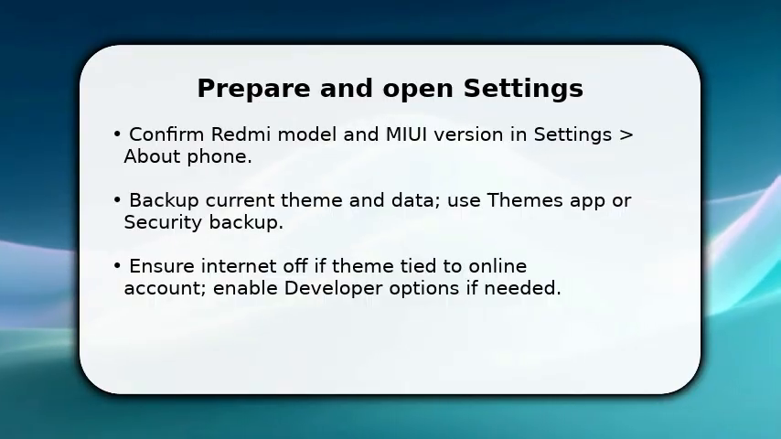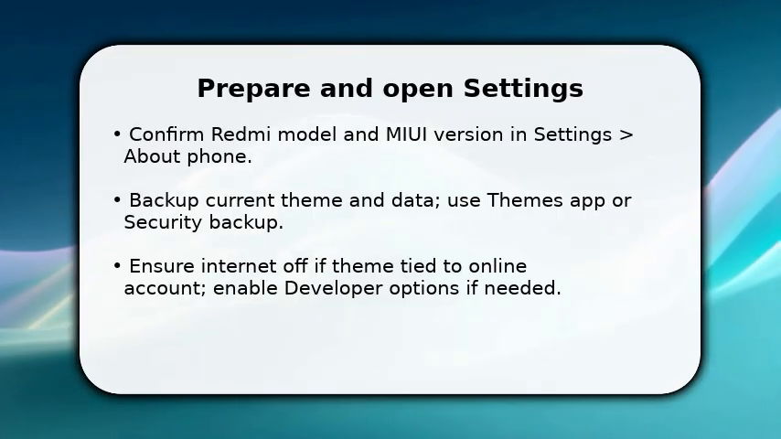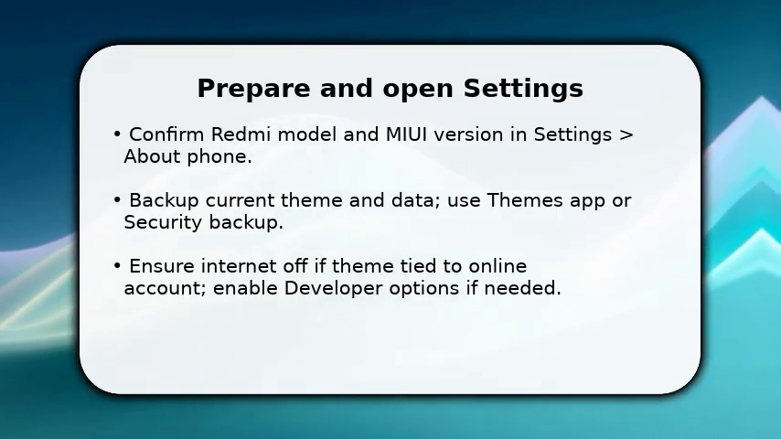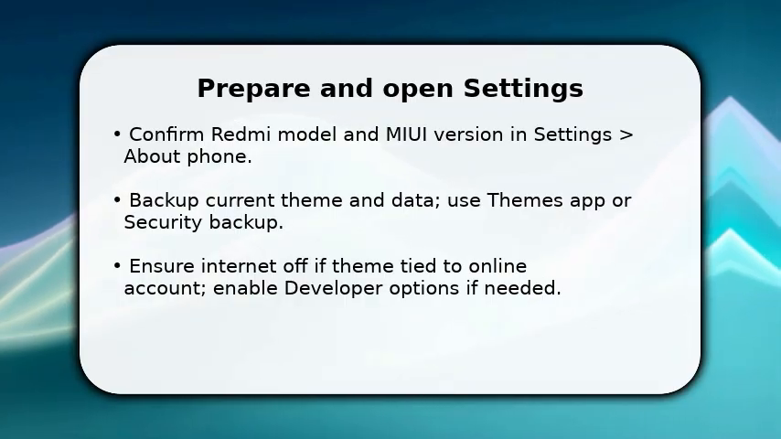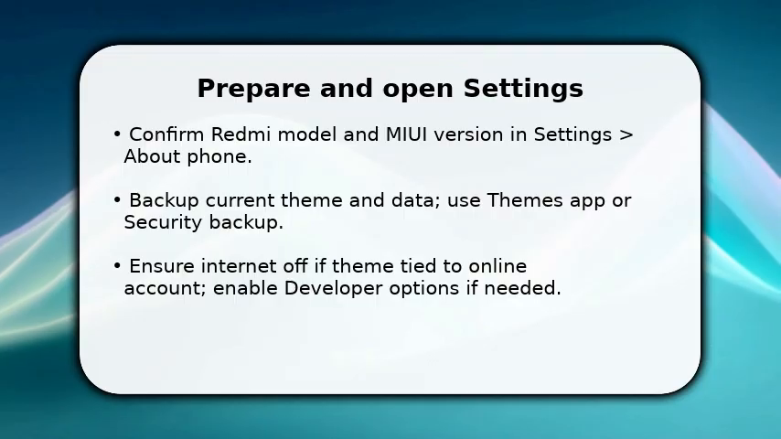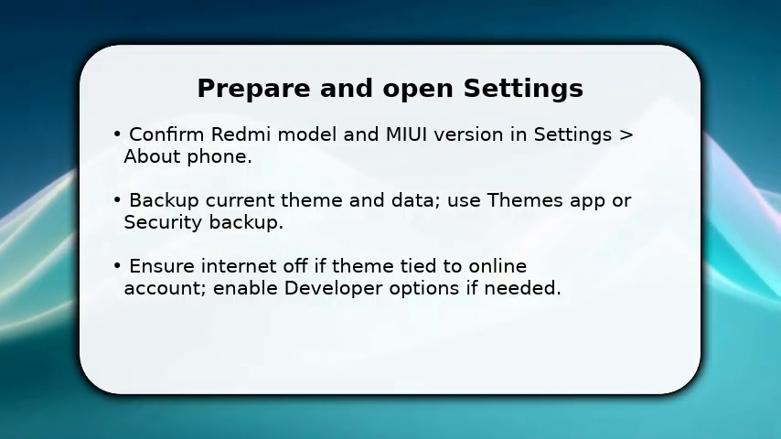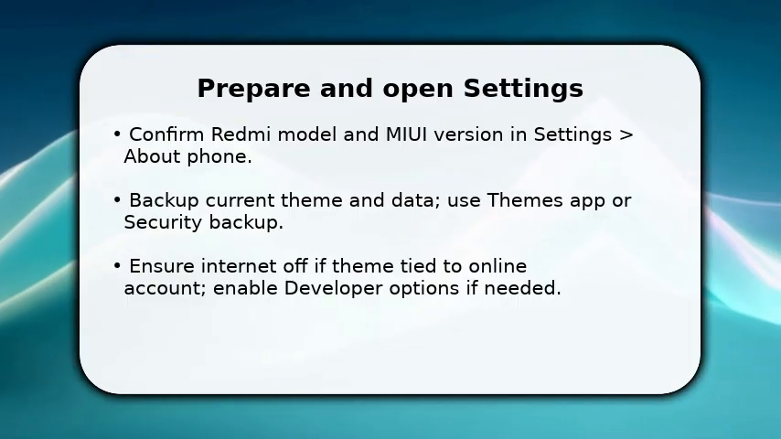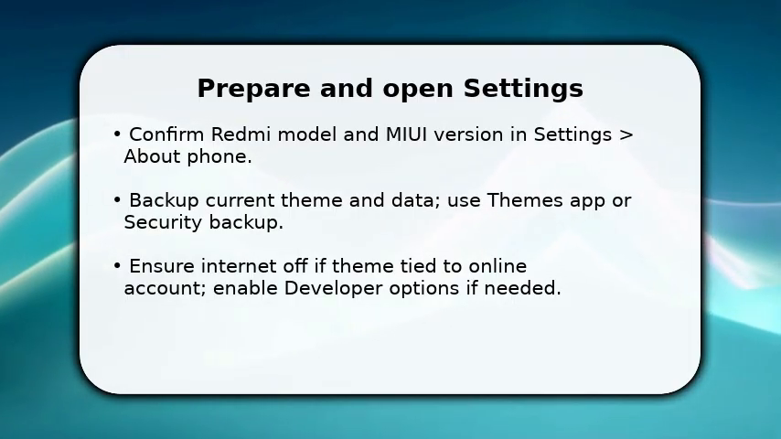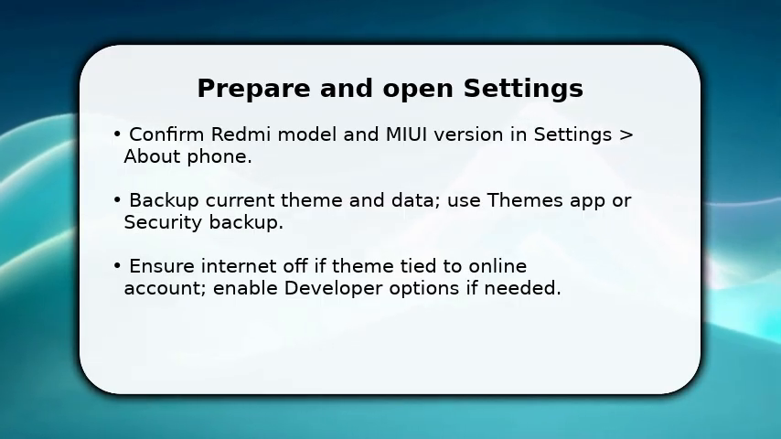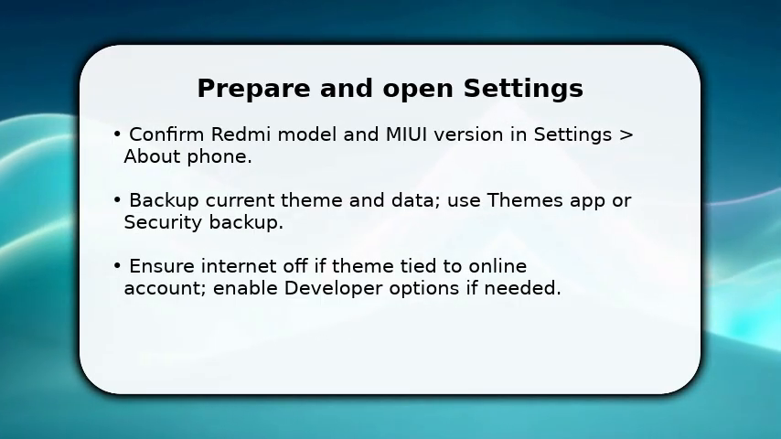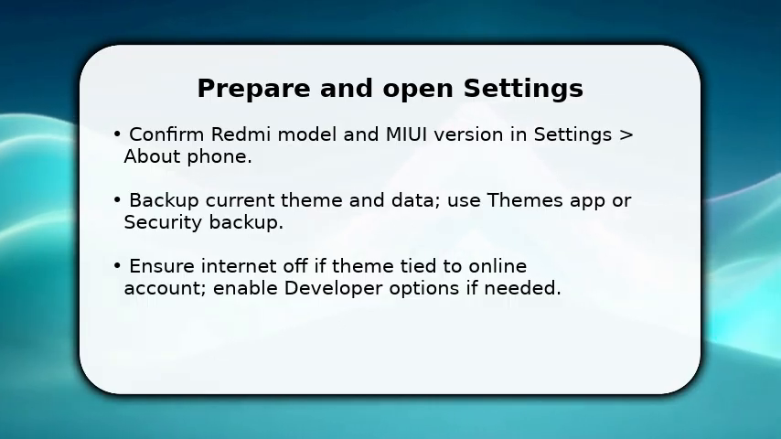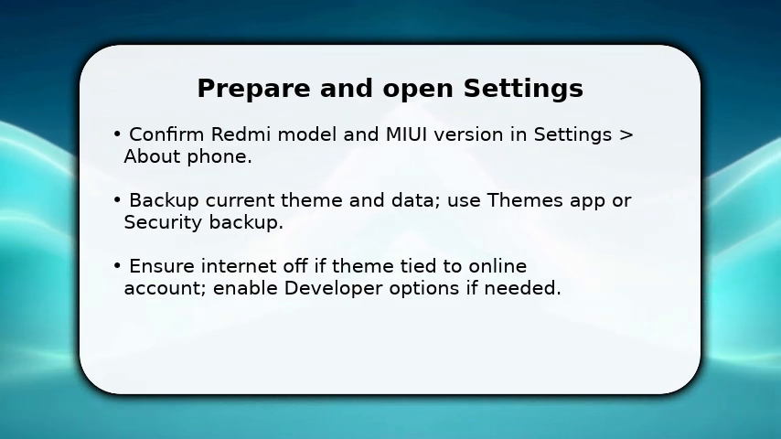You start by confirming your Redmi model and MIUI version so you apply the right steps. Open Settings and About Phone, write down the MIUI release. Once done, back up your active theme and essential data using the Themes app or Security Backup to avoid surprises. If the live theme came from an online account, make sure to disable syncing or turn off internet temporarily. Also enable developer options only if you plan to use ADB later. This prepares your phone for direct changes.